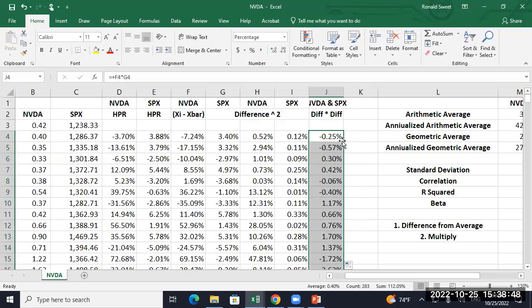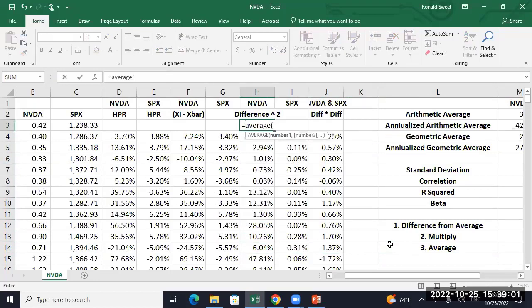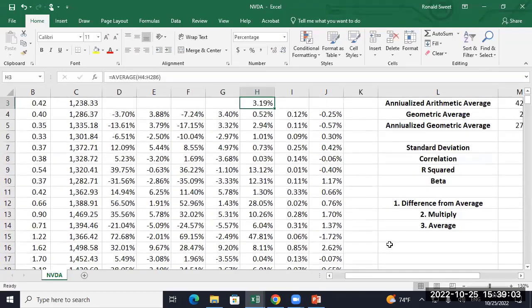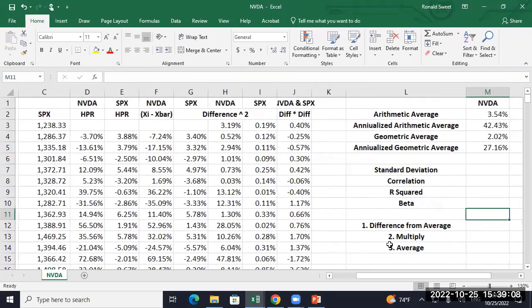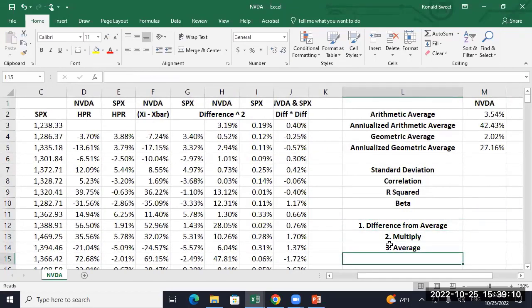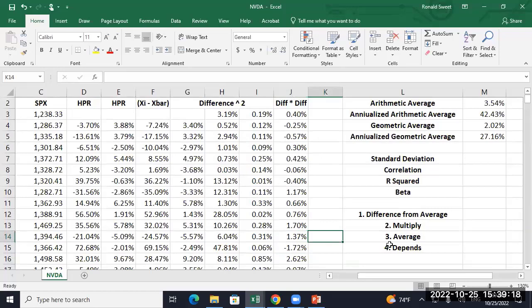What's the next thing you do? Pretty easy. Take the average. That's pretty easy, isn't it? So we just take the averages of these. Just take the average. And then what's the last thing you do? It depends. They're all a little different.